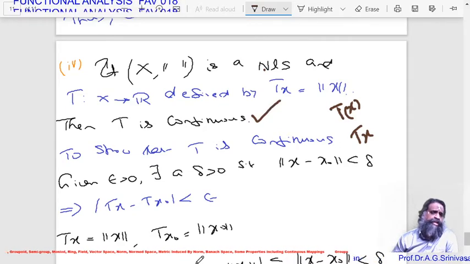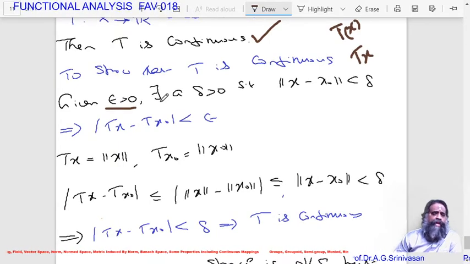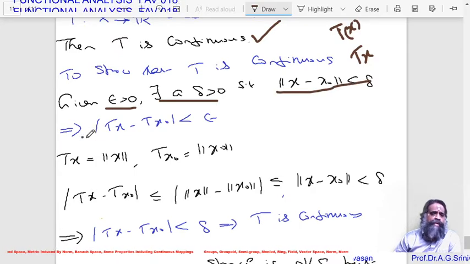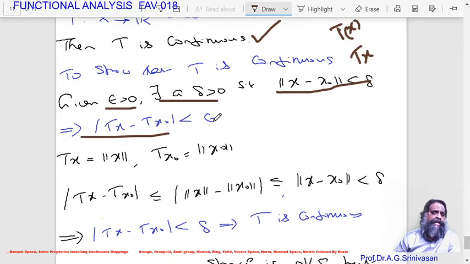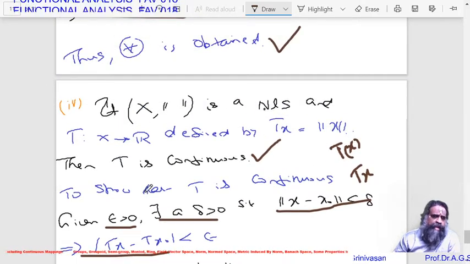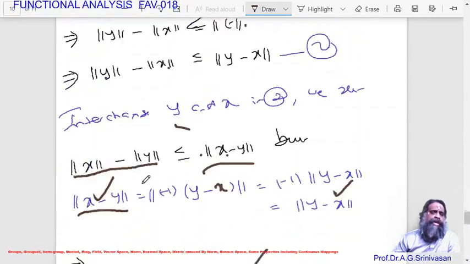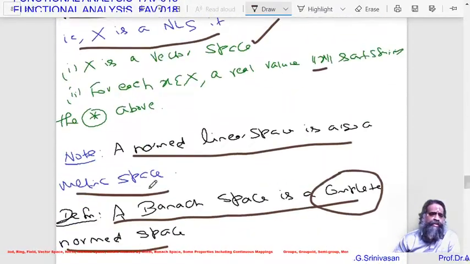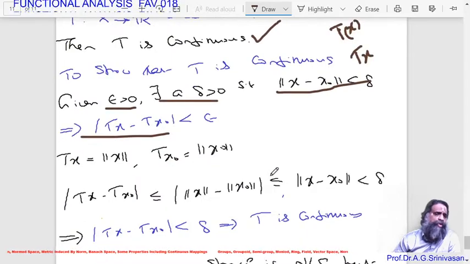To show T is continuous, recall from the previous videos: given epsilon positive, there is a delta positive such that whenever norm x minus x naught is less than delta, then modulus of Tx minus Tx naught is less than epsilon. Here x and x naught are chosen from the first X, therefore there is a norm, and Tx and Tx naught are in R, therefore there is a modulus symbol, because we already saw that in R the norm of x is mod x. So we can use that. This is what we are going to show in this class.